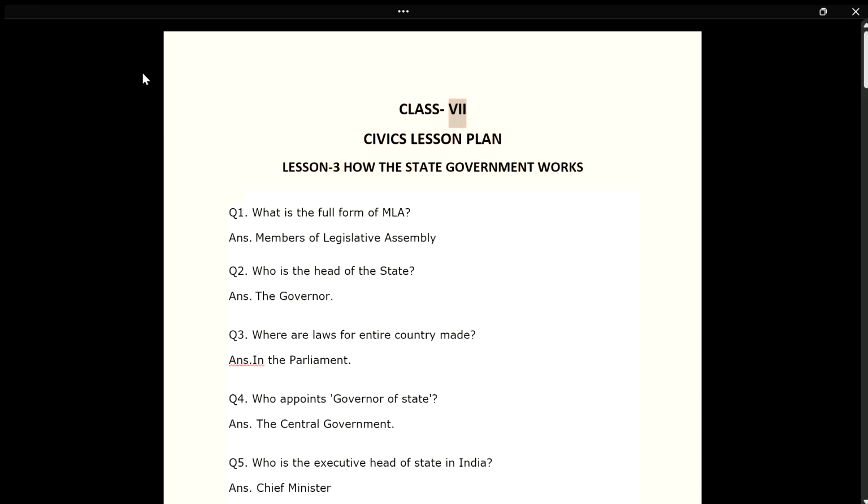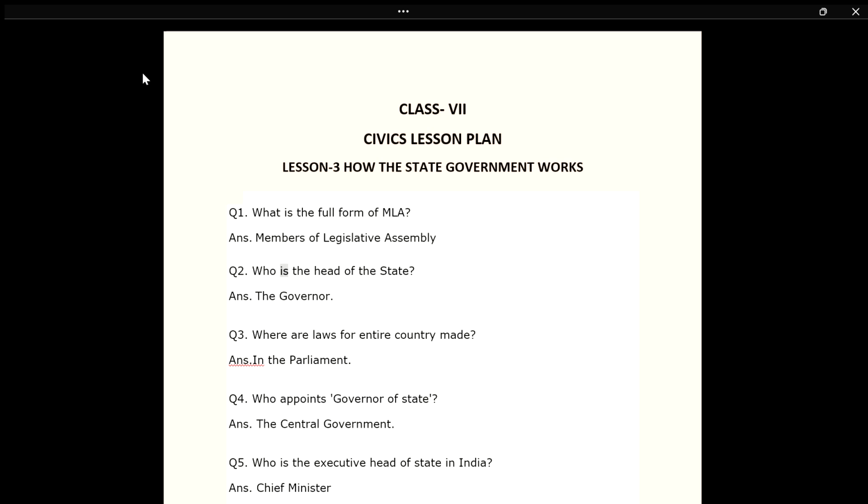Class 7. Civics Lesson Plan. Lesson 3, How the State Government Works. Q1. What is the full form of MLA? Ans. Members of Legislative Assembly.